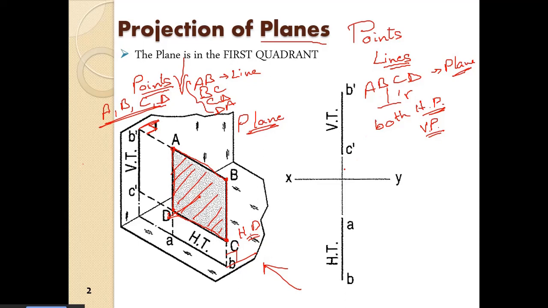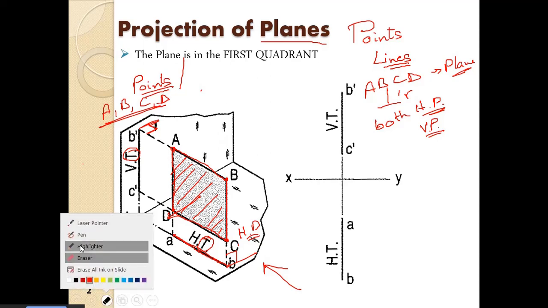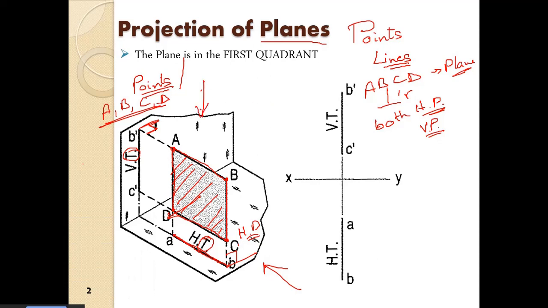So what we will see is just the traces of the plane. That is why here we write vertical trace and horizontal trace. So on the horizontal plane, this is the trace of the plane ABCD. That is basically the top view. So we see the horizontal trace of the plane ABCD on the horizontal plane. That is the top view here.